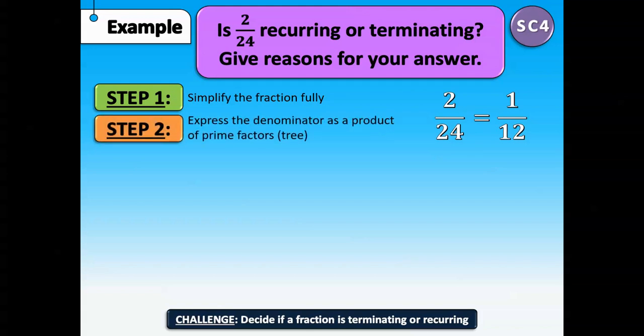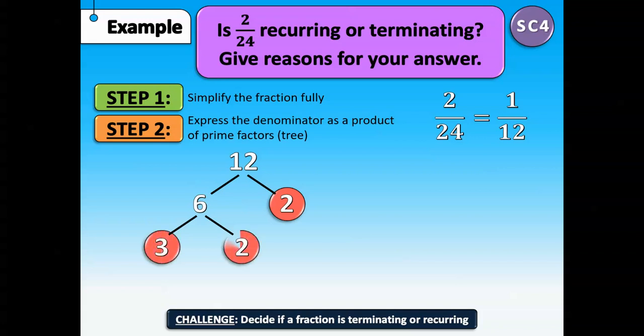Then we express the denominator as a product of its prime factors using a prime factor tree. So the denominator is the number on the bottom, so that's 12. So we do 12 as a product of its prime factors. The two numbers that times together to make 12 will be 6 and 2, and 2 is a prime number, so we can circle 2. 6 isn't a prime number, so we need to carry on with 6, and two numbers that times together to make 6 will be 3 and 2. Both 3 and 2 are prime numbers, so we can circle those.